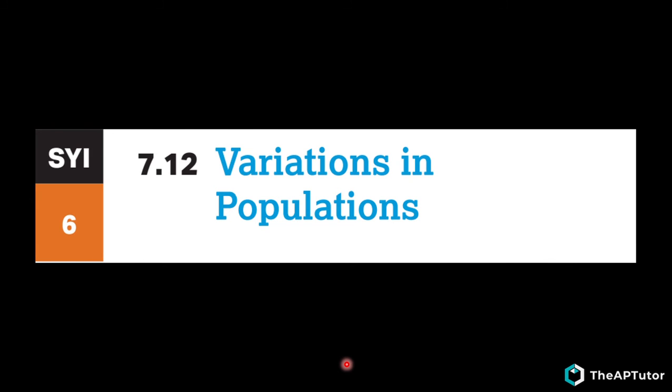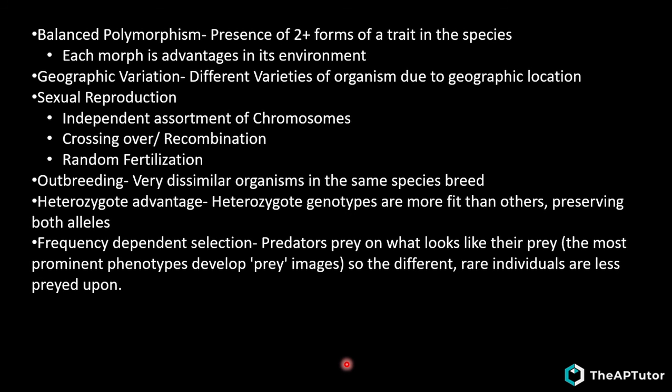Okay, so some variations in populations. Balanced polymorphism is the presence of 2 or more forms of trait in a species. Each morph is advantageous in its own environment. Geographic variation, which is basically different varieties of organisms due to the geographic location of that organism.